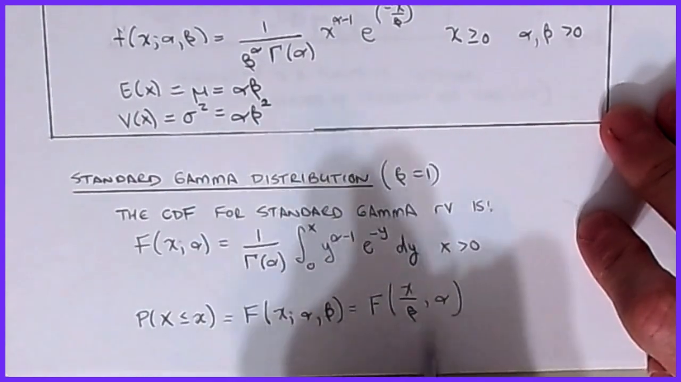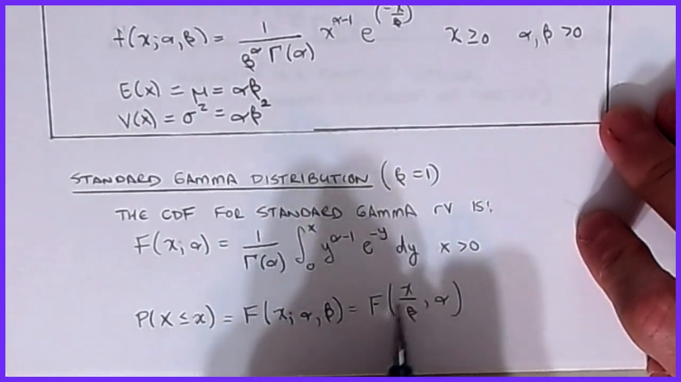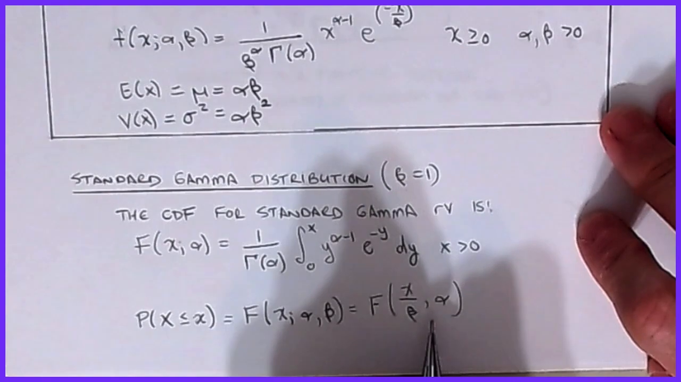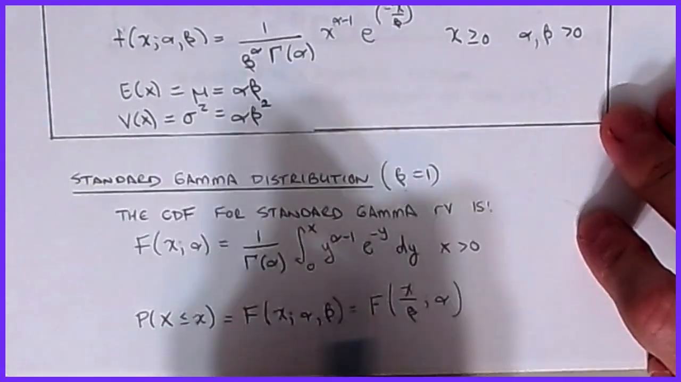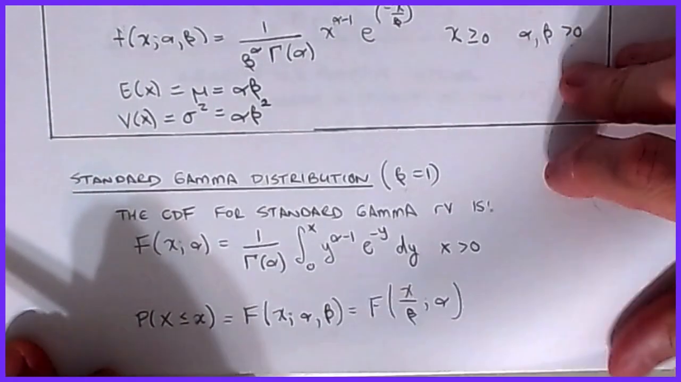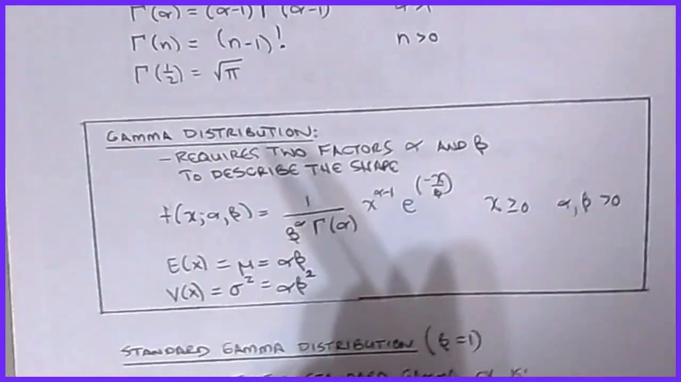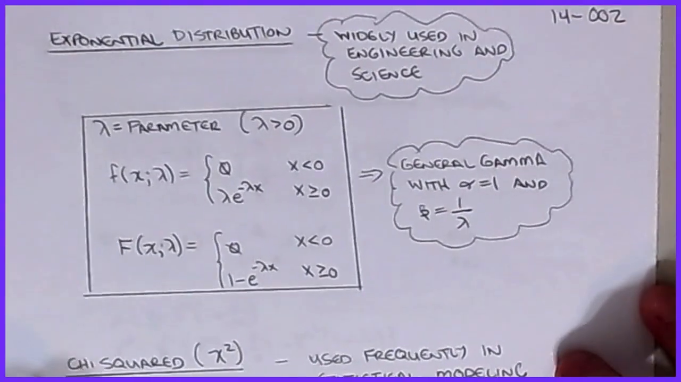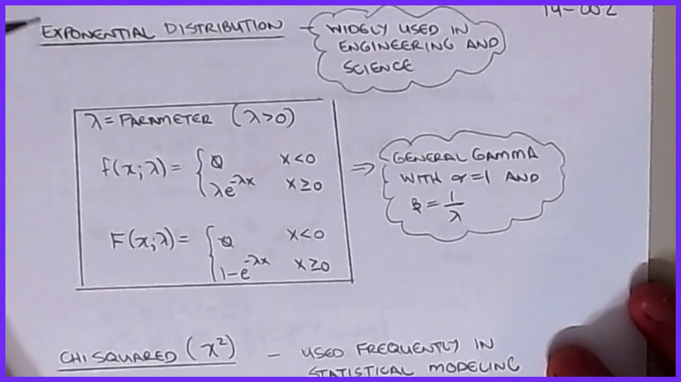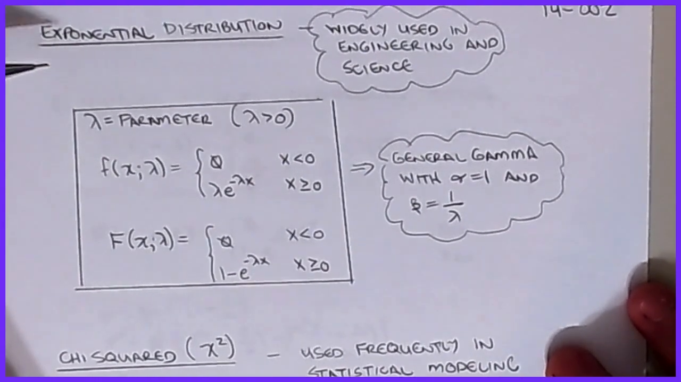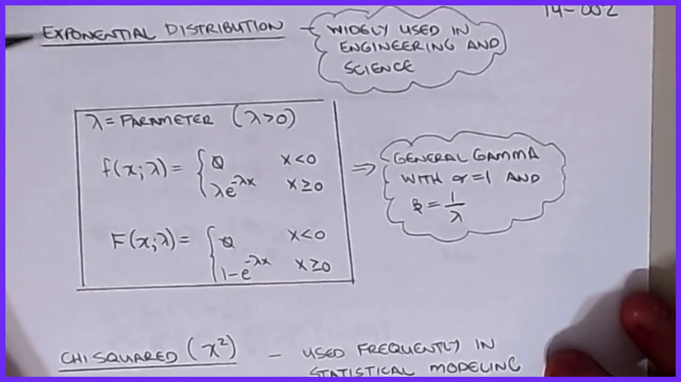Okay, and since beta is 1, this becomes the function of x divided by beta, and then alpha, and I can solve this thing as a standard gamma type function. And again, we don't do a lot with it, but just so that we have it. Now within this family, for specific values of alphas and betas, we have a whole slew of different distributions that have their merits and have their uses.